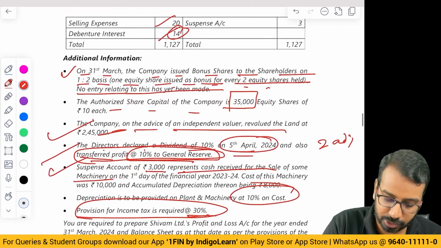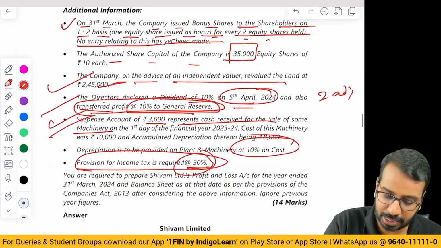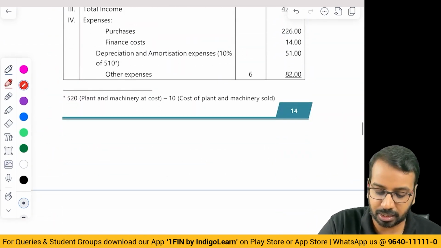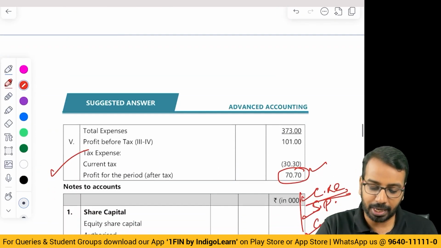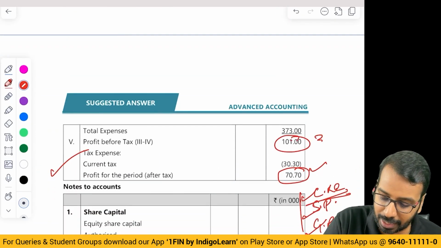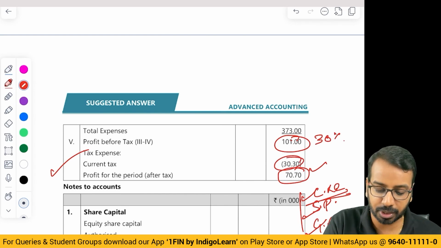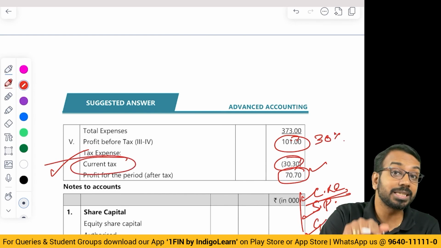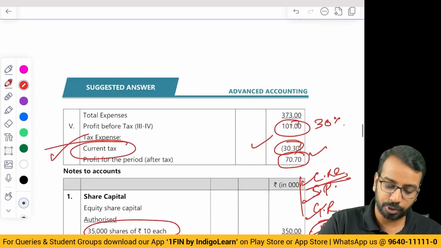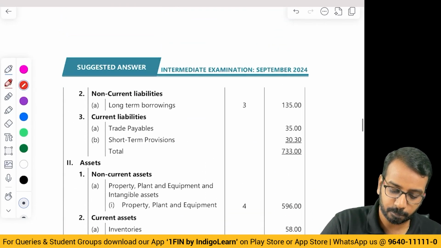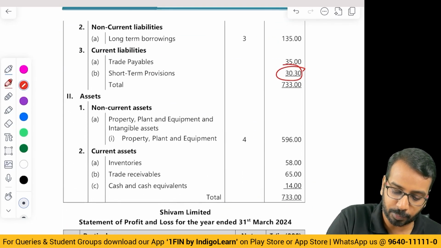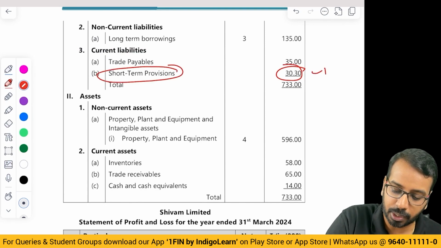Valuation we have already done. This also we have done. Provision is required at 30%. So do we take deferred taxes and all? Unless the question gives us information, don't get into that. Directly take 101, whatever is the balance, multiplied by 30%, 30.3. This current tax, because it is given as an adjustment, you will show here, and second you will show under your current liabilities. Here 30.3 short-term provisions for provision for taxation.